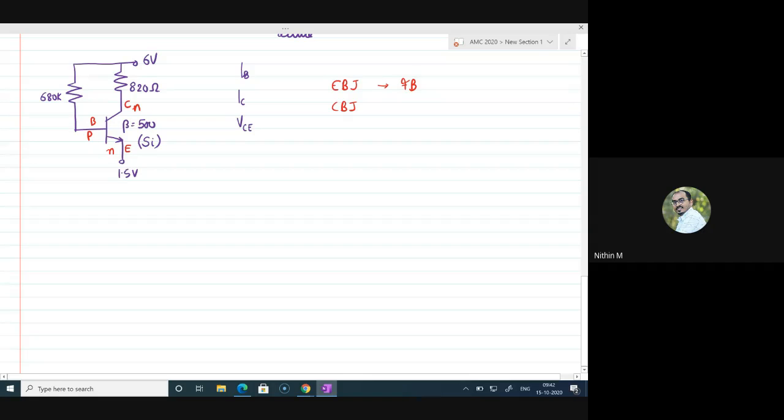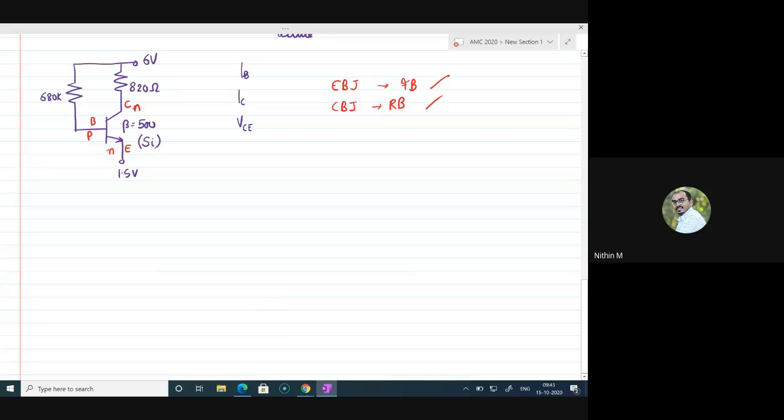Similarly, if you look at the collector base junction, collector is an N, and collector is connected to 6 volt through an 820 ohm resistor. Base is also connected to 6 volt, but through a 680k resistance. So if you look at the junction condition here, the chance is that this collector base junction will be reverse biased. Why is it reverse biased? Because collector is an N which is connected to a higher positive through 820 ohms, whereas in the other case it is 680k, right? So the possibility is that the emitter base junction is forward biased and the collector base junction will be reverse biased.